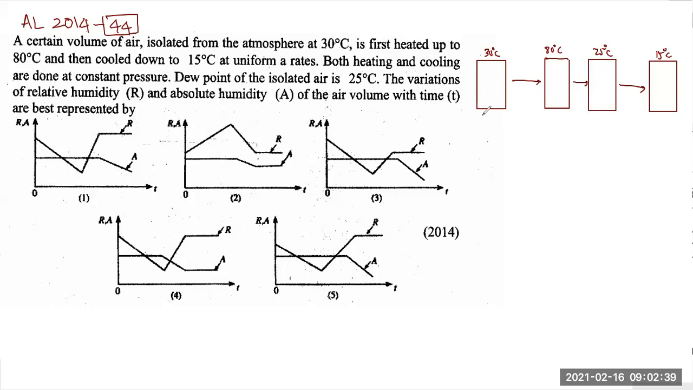So let's start. I'll take the time here because we have to plot the graph for absolute humidity and relative humidity with time. I think if you do this question, it will give you a very good idea about how absolute humidity and relative humidity vary with temperature. So let's take this time as t equal to 0, this time as t equal to t1, this time as t equal to t2, and this as t equal to t3.